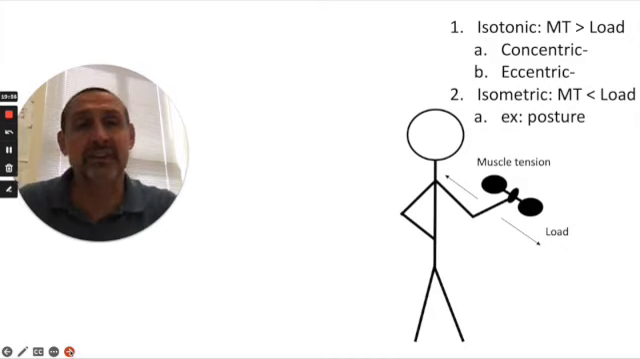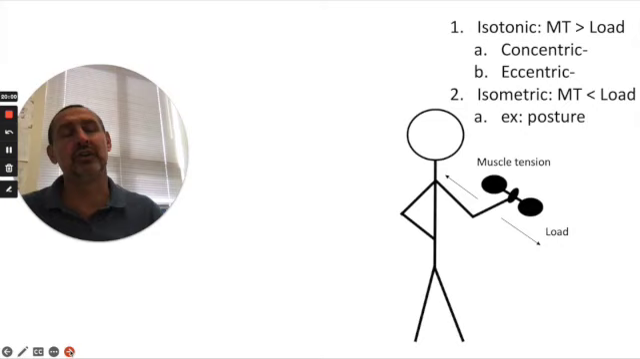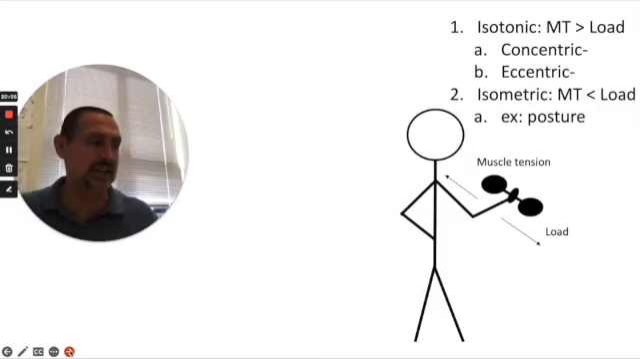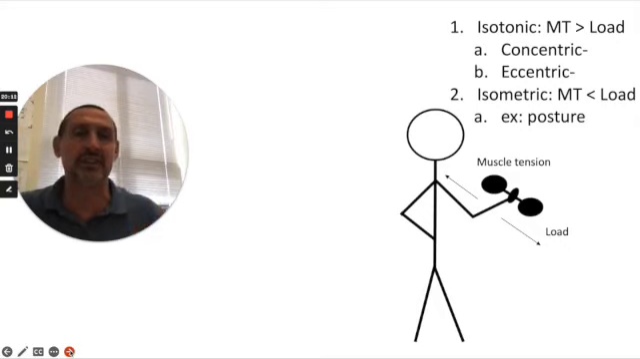There are several factors involved in muscle contractions. One of the factors involved with a muscle contraction is the type of contraction. So here's a great example of two different types of muscle contractions. One is called an isotonic contraction. That means the muscle tension is greater than the load.